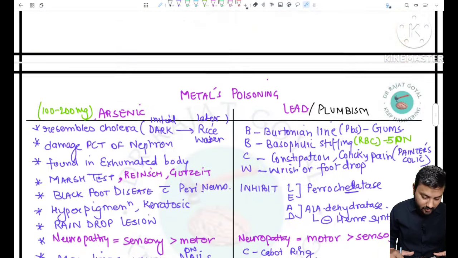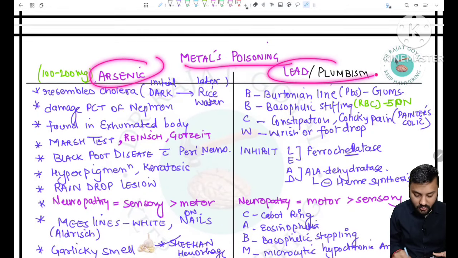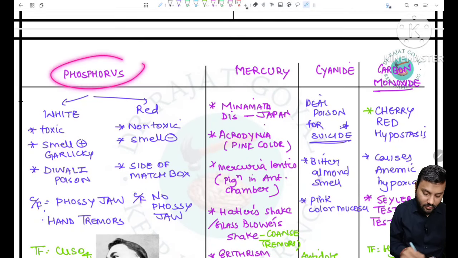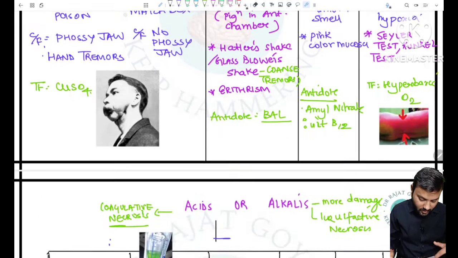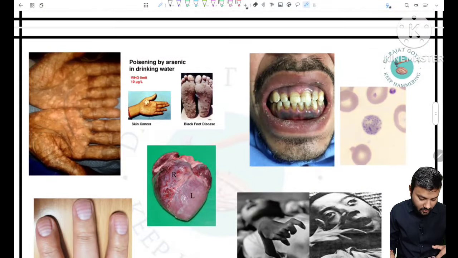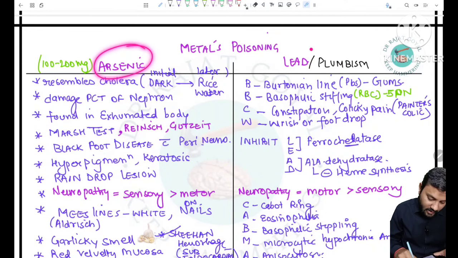Now, next we will talk about metallic poisoning. Firstly, we will talk about arsenic and lead because they are very important for us. Then after that we will discuss phosphorus, mercury, cyanide, and carbon monoxide. Firstly, we will start with arsenic poisoning and lead poisoning.